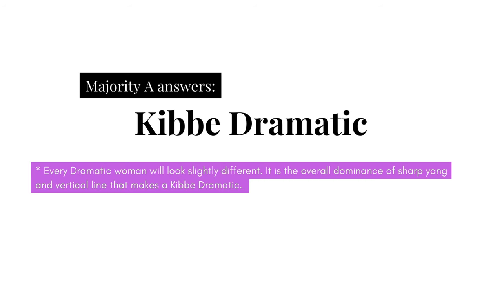For this discussion, I'll be using women that have been classified as Kibbe dramatic and that fall within the general categorizations and characteristics of this type. But with that said, every dramatic woman will look slightly different. What's important to hold on to is the overall dominance of sharp yang and a long vertical line that makes the Kibbe dramatic.